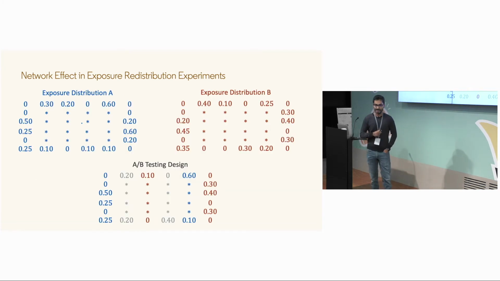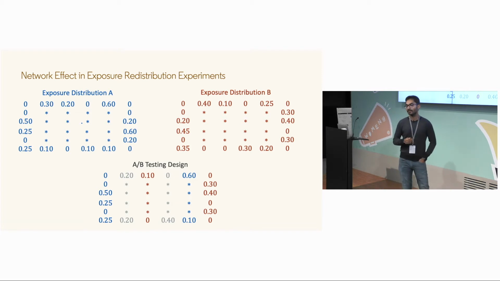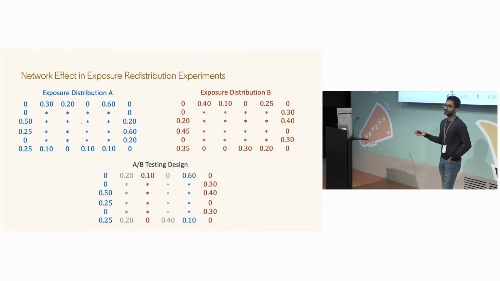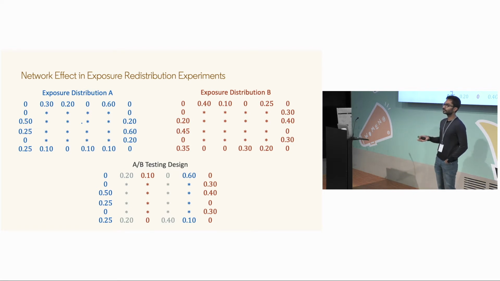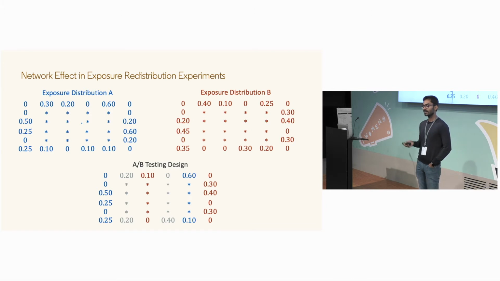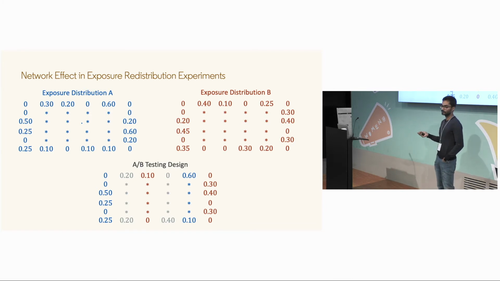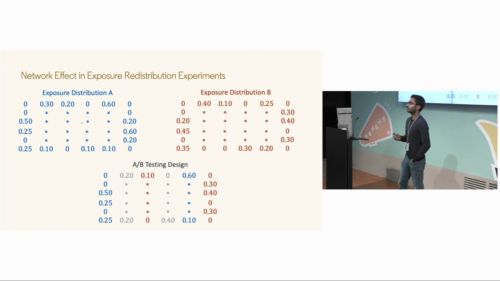Okay, so here is an example. On the top left corner, we have exposure distribution A, and on the right-hand side, we have exposure distribution B. Now we want to A/B test which model is better. So we have an A/B test design at the bottom, and we selected the first and the fifth column to give them treatment A, and then we selected the third and the last column to give them treatment B. Okay? So this is all fine.